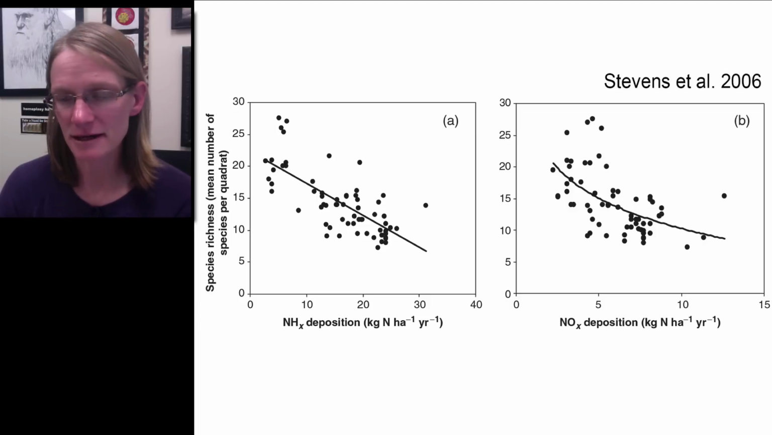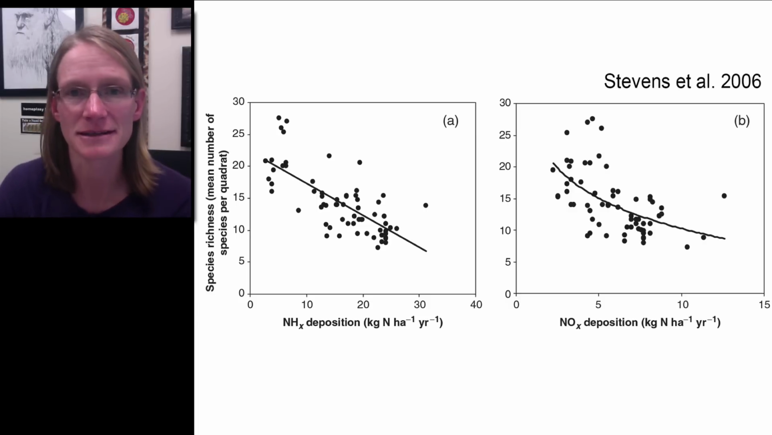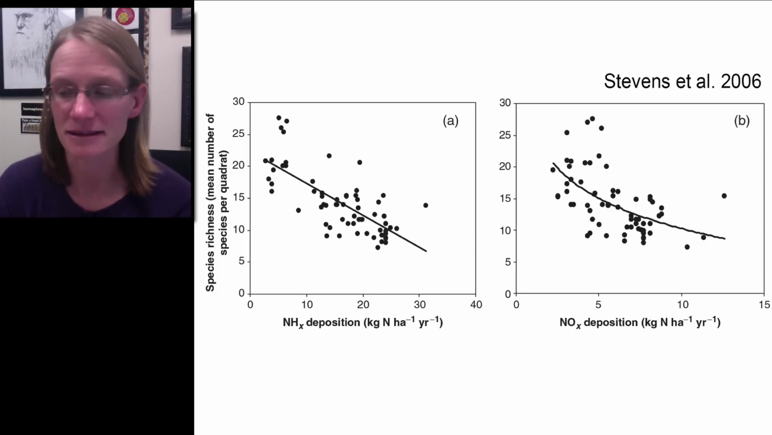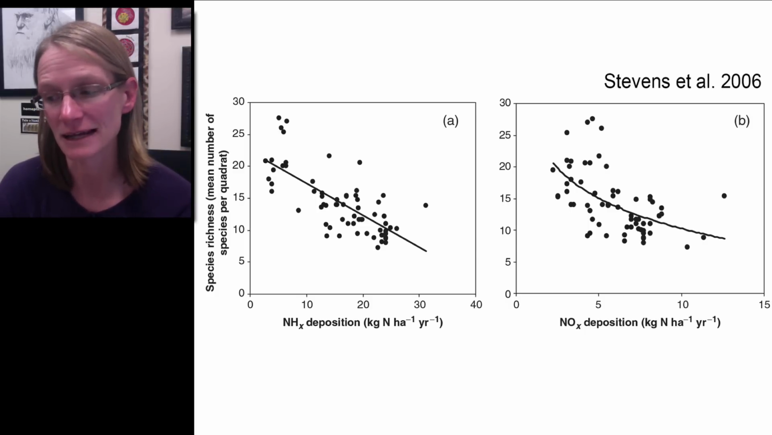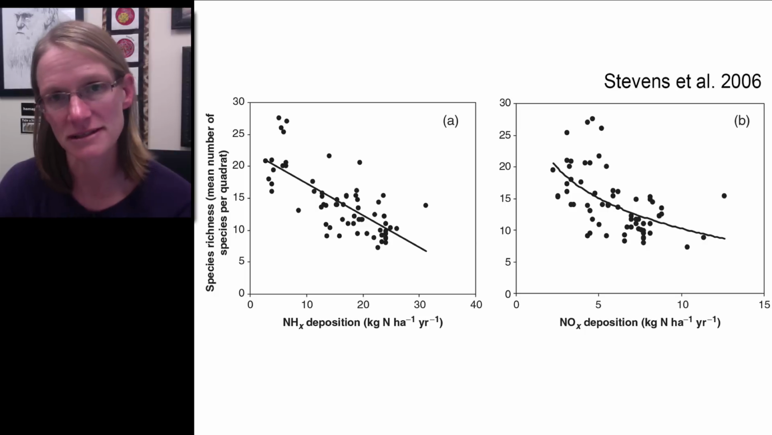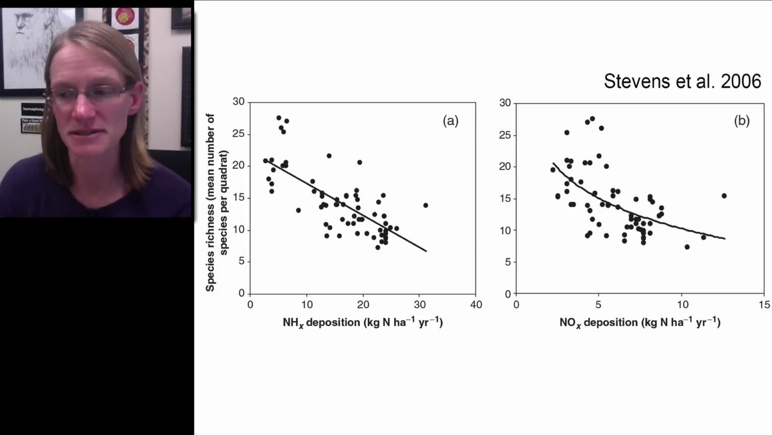Okay, so the seventh example data set that I wanted to talk about was published by Stevens and colleagues in 2006. For this particular study, the authors surveyed grasslands across Great Britain. At each site, they measured plant species diversity as well as nitrogen deposition. Nitrogen deposition can be caused by many things. It can be caused by volatilizing animal waste, synthetic fertilizers, burning of fossil fuels, lots and lots of different factors. But if they went to a whole bunch of different sites, then they could get a range of deposition rates.